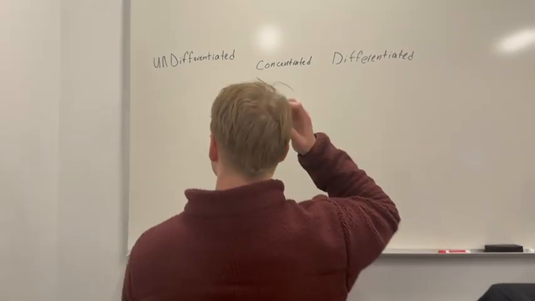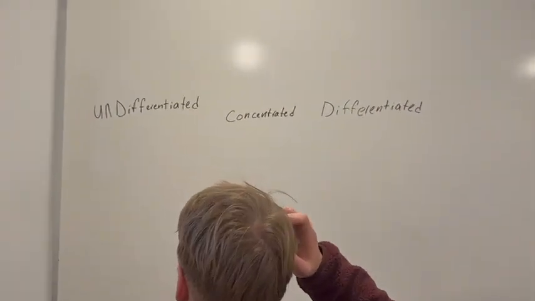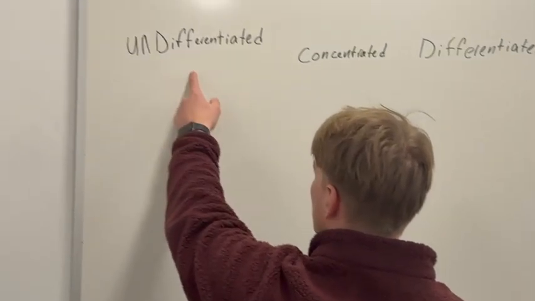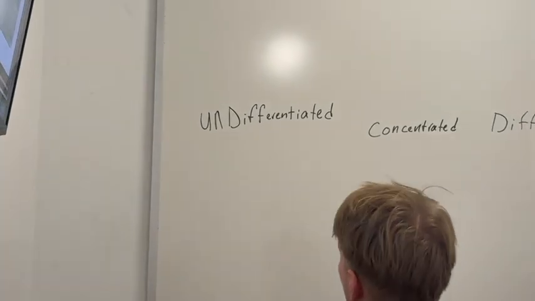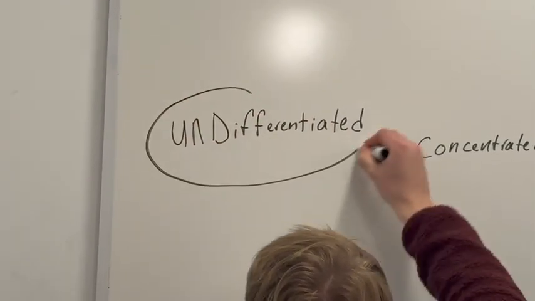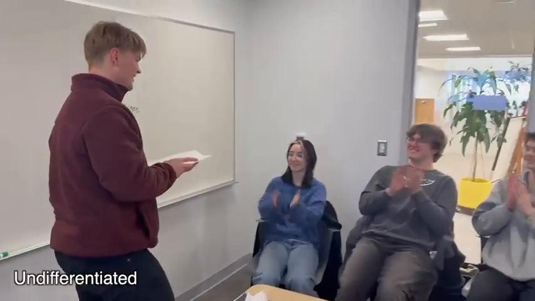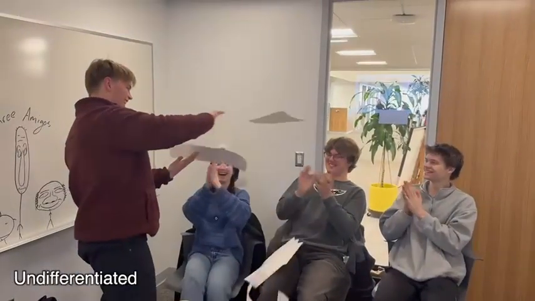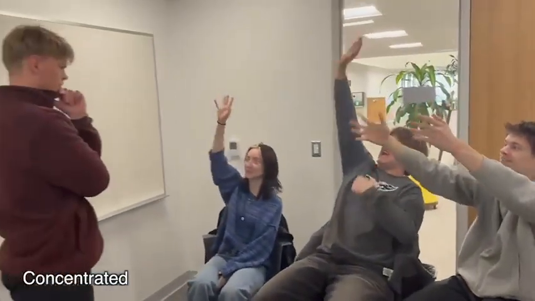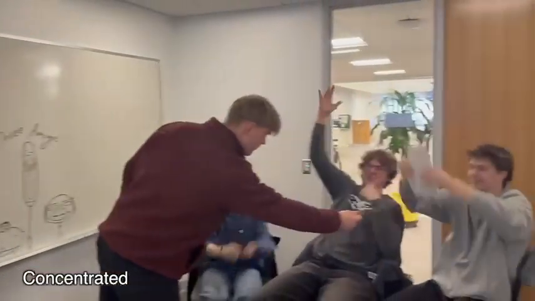Our businessman completes the first step by choosing an undifferentiated, concentrated, or differentiated strategy. An undifferentiated marketing strategy uses a single marketing mix to target the entire market. For example, our businessman knows paper is a product everyone uses, so he could choose to market towards everyone. A concentrated strategy uses a single marketing mix to target a particular segment.